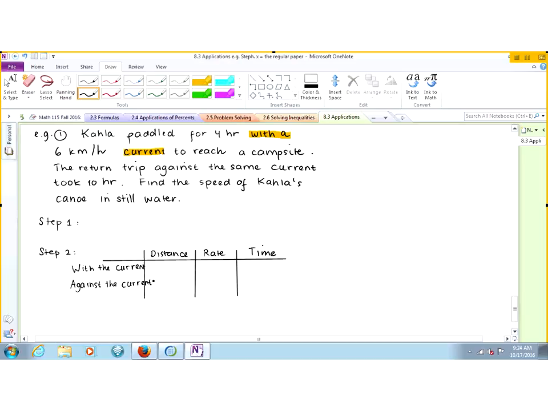Okay, do we know the distance? Not really. Do we know the rate? What is the rate? Find the speed of Kayla's canoe in still water. Do I know the speed of Kayla's canoe? No, so we will call it X or R. You want to call it R? R. So R is the speed of Kayla's canoe in still water. So this is what we're looking for.